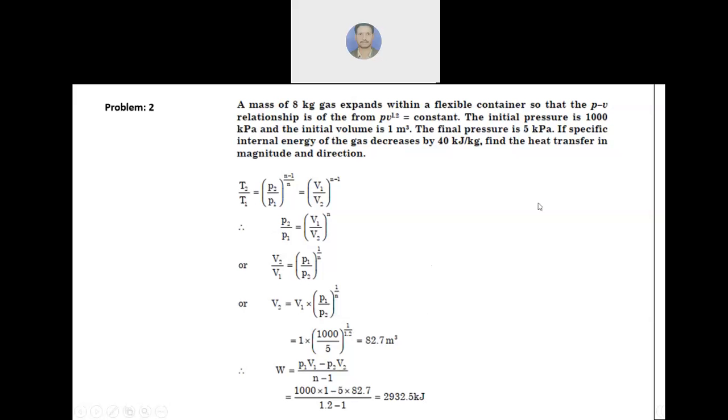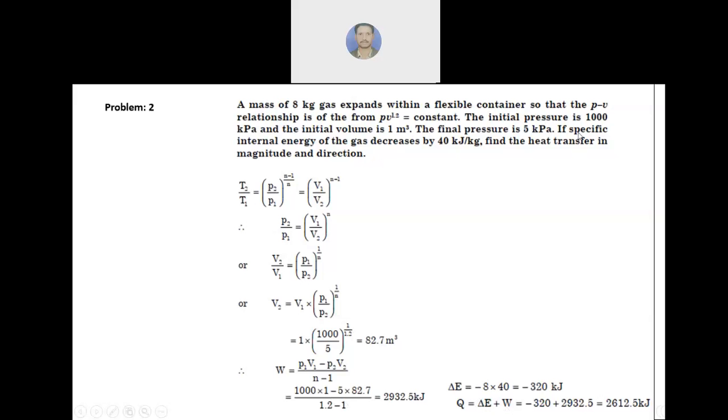So this is the work done, but you are asked to calculate heat transfer. This is the work transfer. What is the heat transfer in the case of a polytropic process? You don't know? No issue, you can apply the first law. The first law is Q equals delta E plus W. We have calculated W. Now you have to find delta E. How will you get delta E?